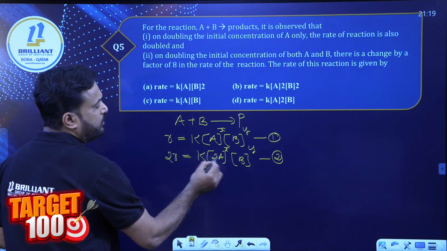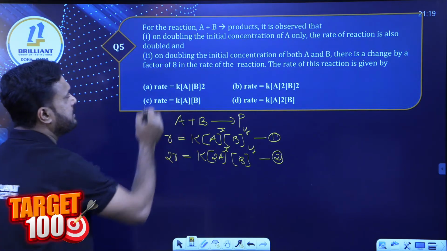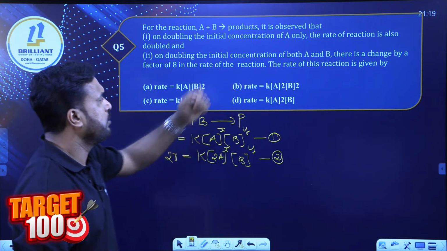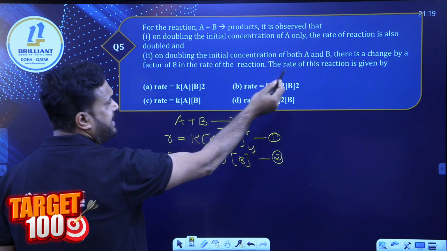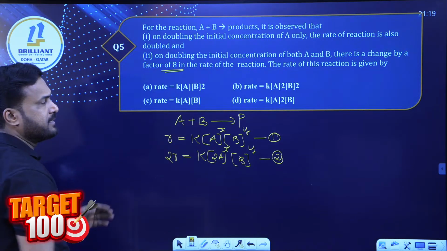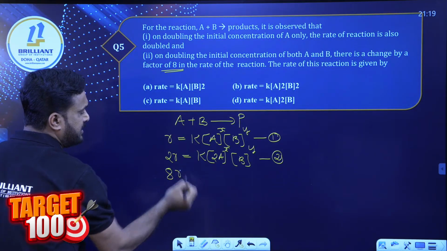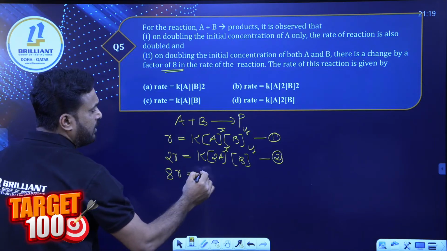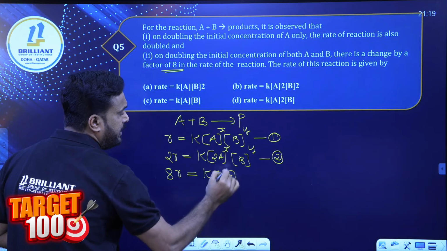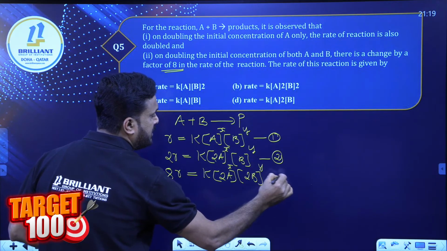So 2R is equal to K into concentration of A raised to X into B raised to Y. And the second hint is on doubling the initial concentration of both A and B. Again, if A and B are doubled at the same time, it will be a factor of 8, in the sense it will be 8 times the initial rate. So here I can write 8R is equal to K into, both have been doubled, so 2A raised to X into 2B raised to Y, isn't it? Equation number 3.